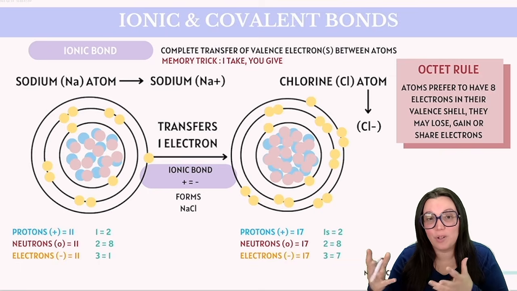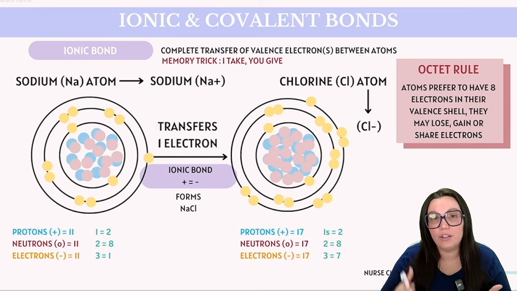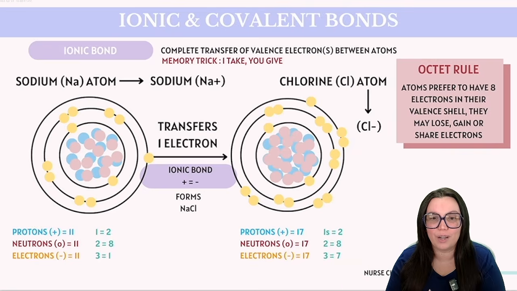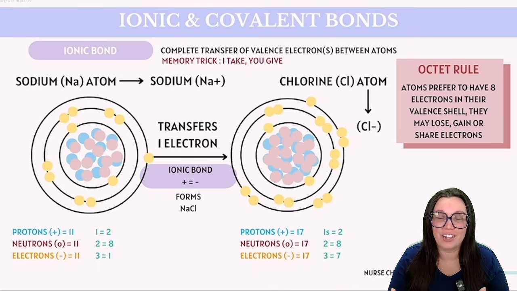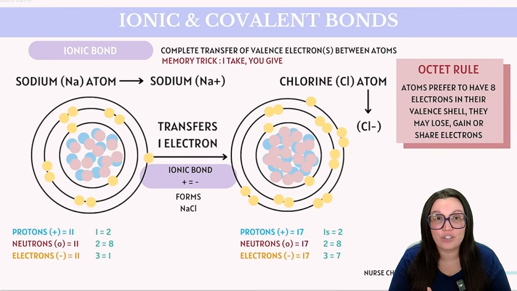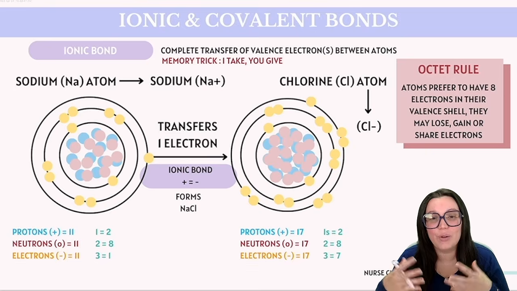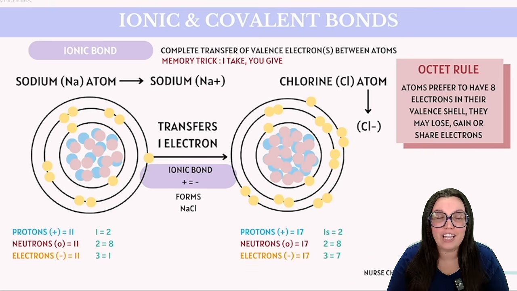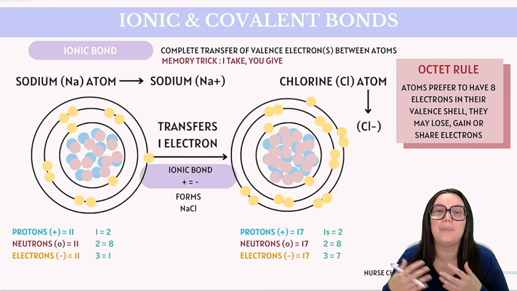To achieve that stable octet, sodium can donate its single outer electron, thus attaining a stable configuration of 8 electrons in its now outermost shell. Chlorine, in turn, accepts that electron, filling its outer shell to reach its desired 8 electrons. This transfer completes both atoms' quest for stability per that octet rule. When that sodium atom relinquishes that electron, it's left with 11 protons, which are positively charged, and now 10 electrons, which are negatively charged. This is going to cause that imbalance, resulting in the creation of a sodium ion that carries more of a positive charge.